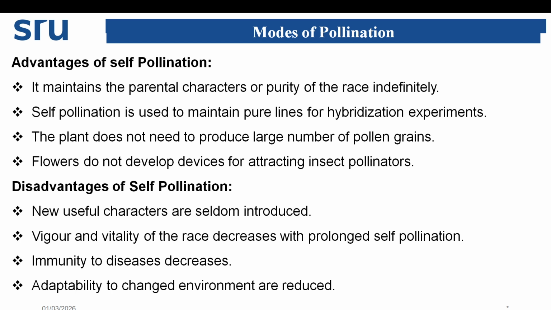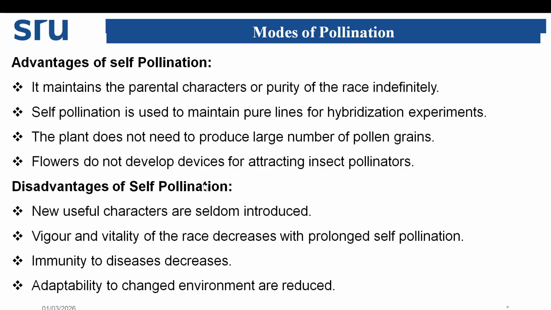Okay. Now what are the advantages? It maintains the parental characters or purity of the race. Self-pollination is used to maintain pure lines for hybridization experiments. The plant does not need to produce a large number of pollen grains. Right? The flowers do not develop devices for attracting insect pollinators.